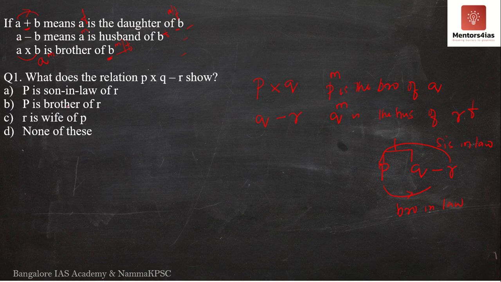Okay, so the first question says, P is the son-in-law of R? Absolutely not. P is the brother-in-law of R. Second one, P is the brother of R? No. P is the brother-in-law of R. P is the brother of Q. C says R is the wife of P? No. R is the sister-in-law of P and R is the wife of Q over here. Very simple. It is very straightforward. So obviously the answer has to be D. None of the above. Yes. So the answer is none of the above.